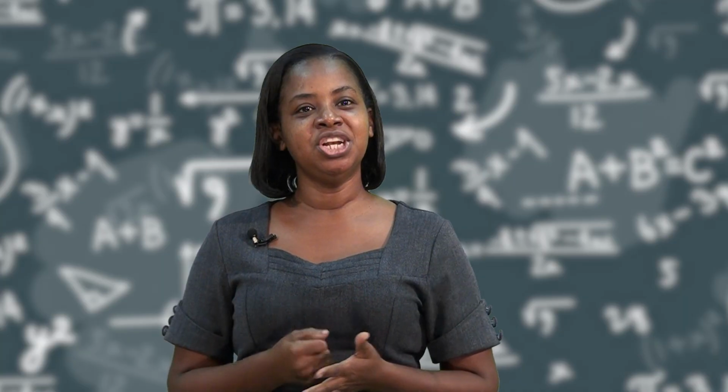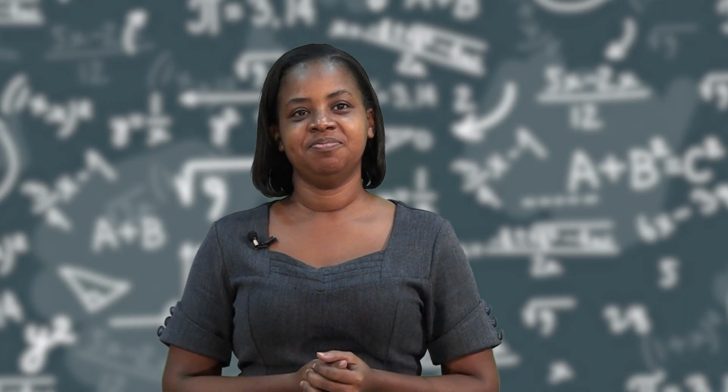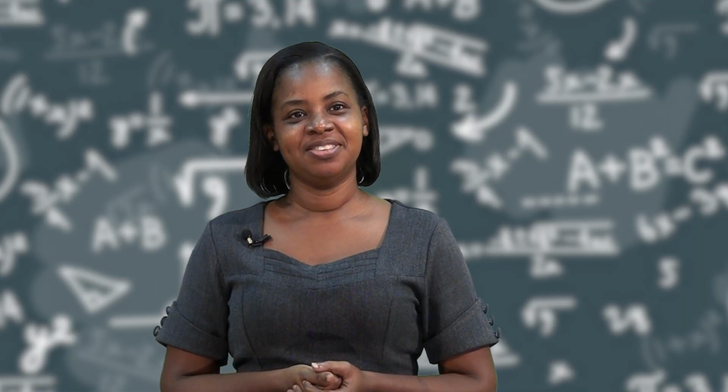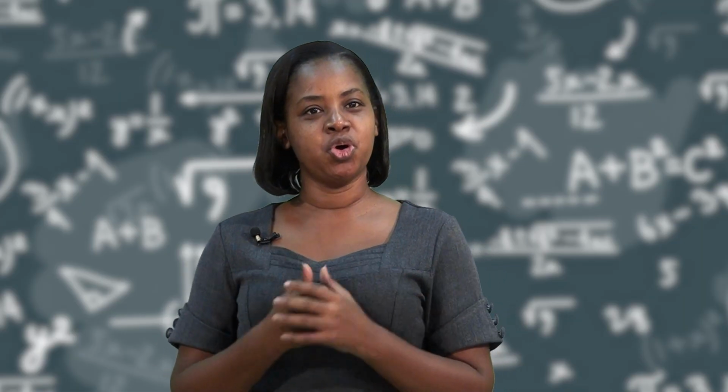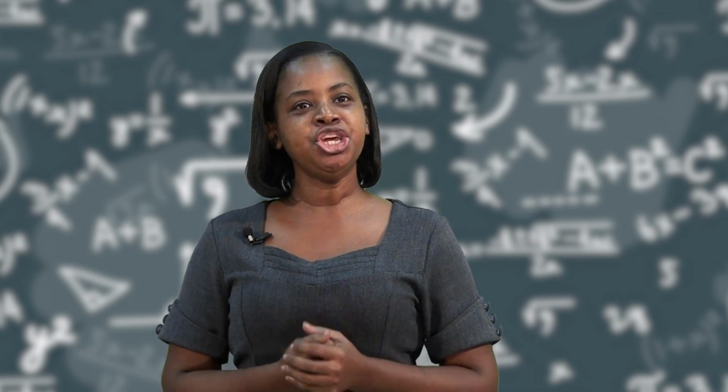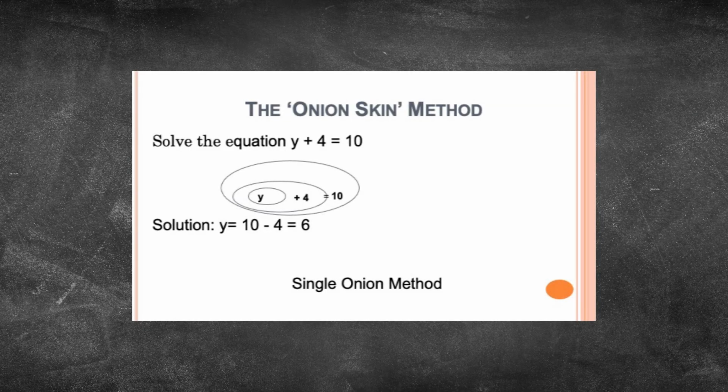Can you use only 1 onion? Yes, you can. Let us look at how that works. Start by placing an onion ring or skin around the variable. Next, place a skin around the first skin. This skin will also contain the operation and the term 4.